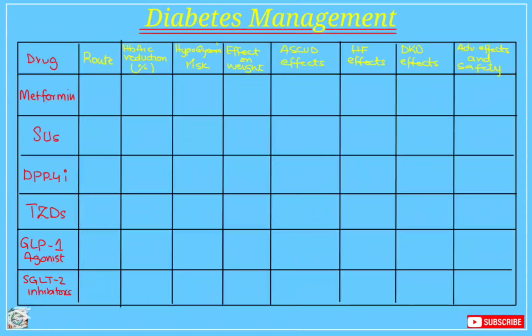Alright, now that we understand how these medications work, let's go a little deeper into their details. I will go over some of the key characteristics like how we take them, oral or injection, how much they help lower the HbA1c levels, and whether they carry a risk of hypoglycemia. We will also talk about their impact on the weight. Do they cause weight gain, weight loss, or have no effect?